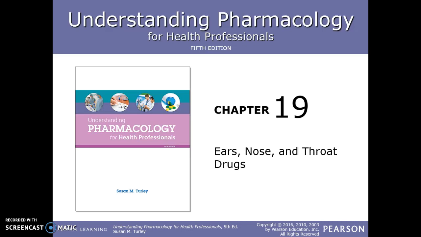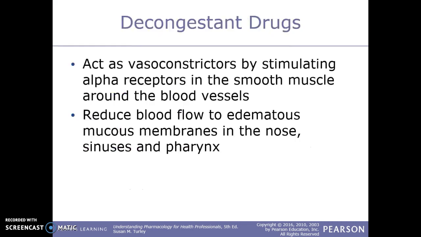So the basic categories of drugs that are used for the ear, nose, and throat are going to fall into a few different categories. The first that they're going to talk about is decongestants. Decongestants are basically going to constrict blood vessels to allow you to breathe easier. That's probably the easiest way to describe it. It shrinks the swelling of the mucous membranes so that you can breathe easier.